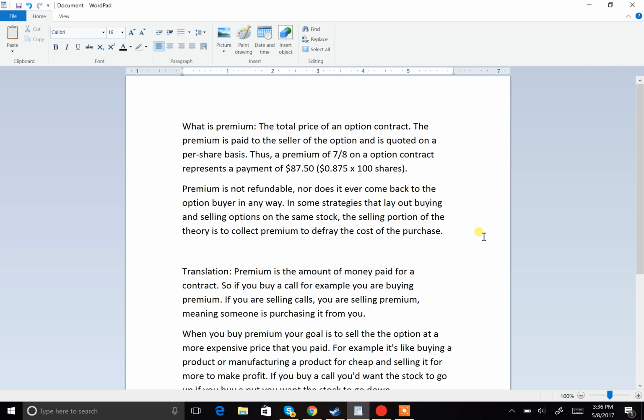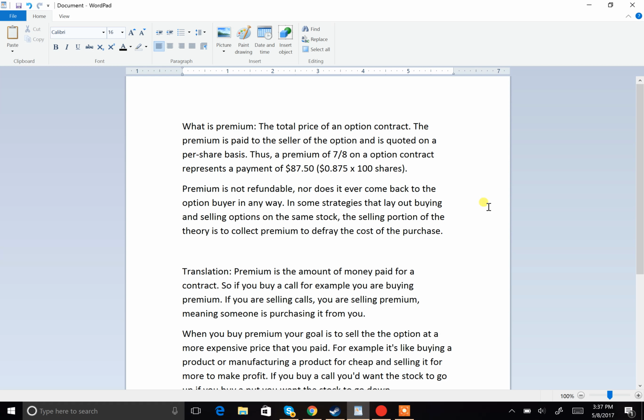So basically, I'm going to describe what premium is. So this is the technical term. What is premium? The total price of an option contract. The premium is paid to the seller of the option and is quoted on a per share basis. That basically means this is how much it's going to cost. Since one option represents 100 shares, it'll say that it's worth 0.875 per share, which in turn would be 87.50. Okay, so this is the term.